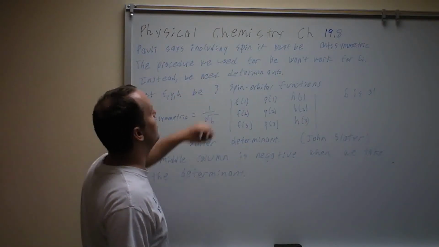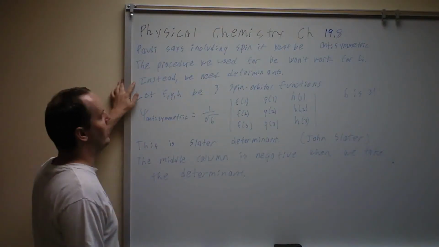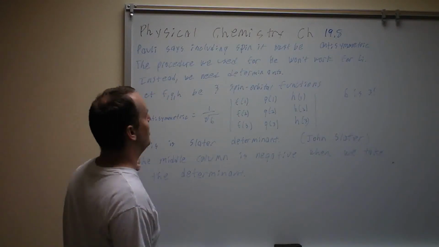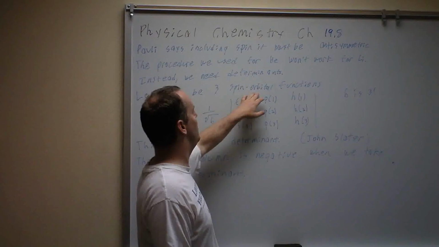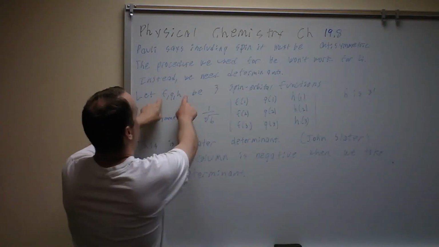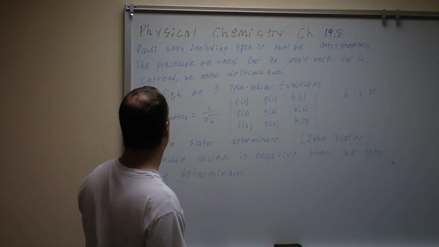So instead, we're going to need determinants. I misspoke before when I said we can't use determinants. We can, it's just going to be a little bit different. So let's say we have F, G, and H, and those are 3 spin orbital functions. This is temporary, don't memorize that.